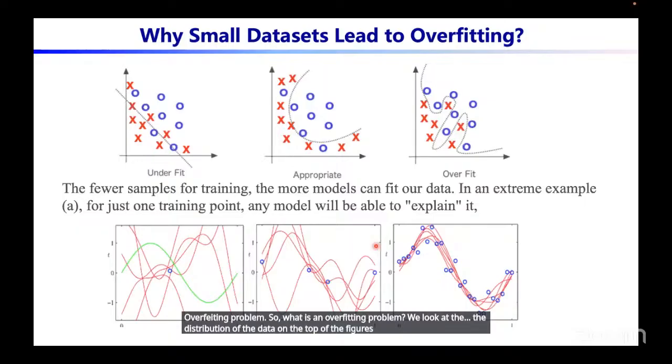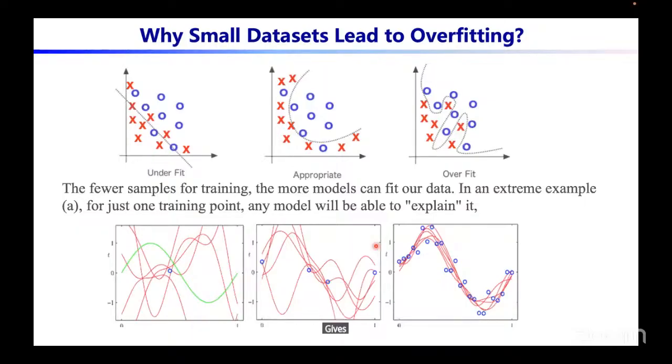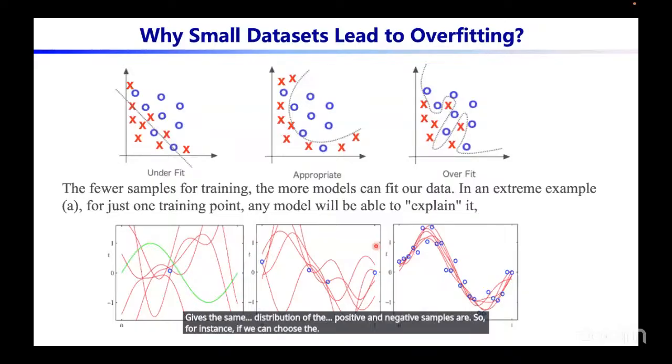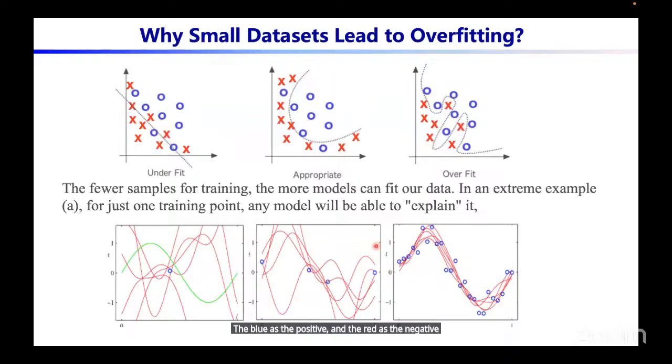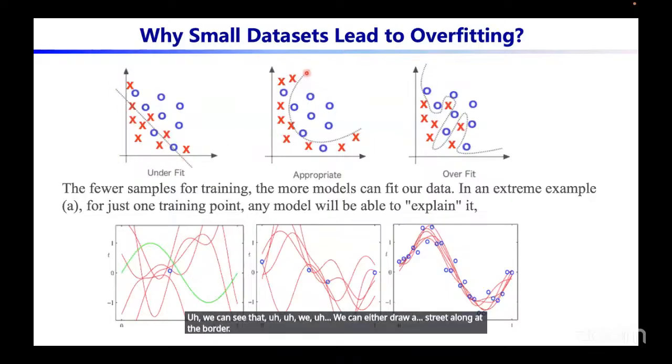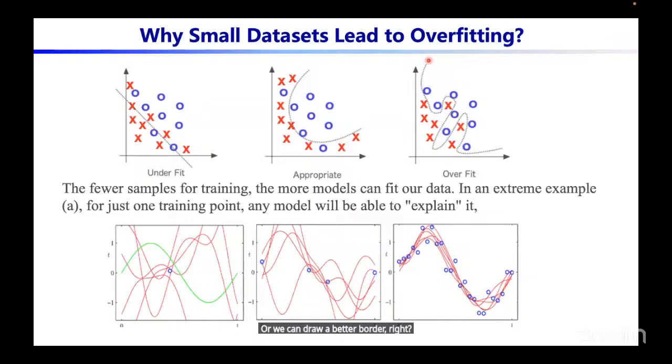All the three figures actually give the same distribution of the positive and the negative samples. So for instance, we can choose the blue as the positive and the red as the negative, whatever you want. We can see that we can either draw a straight line as a border, or we can draw a better border, or we can draw a so-called perfect border. So there are three ways to draw a border to separate the positive from the negative.